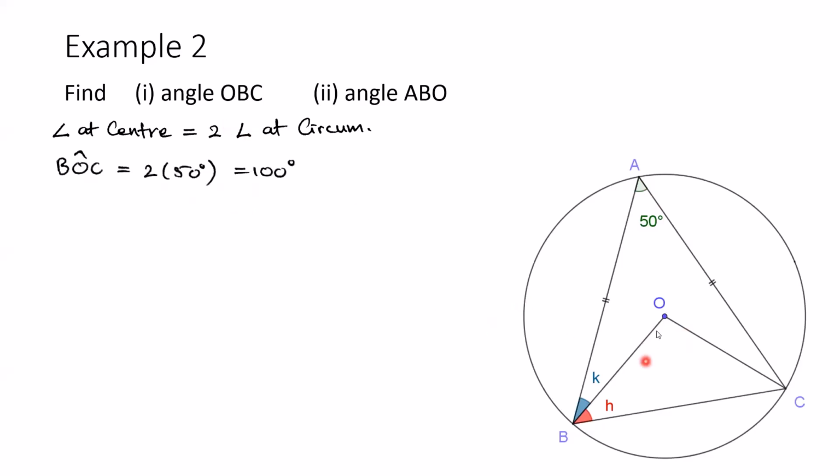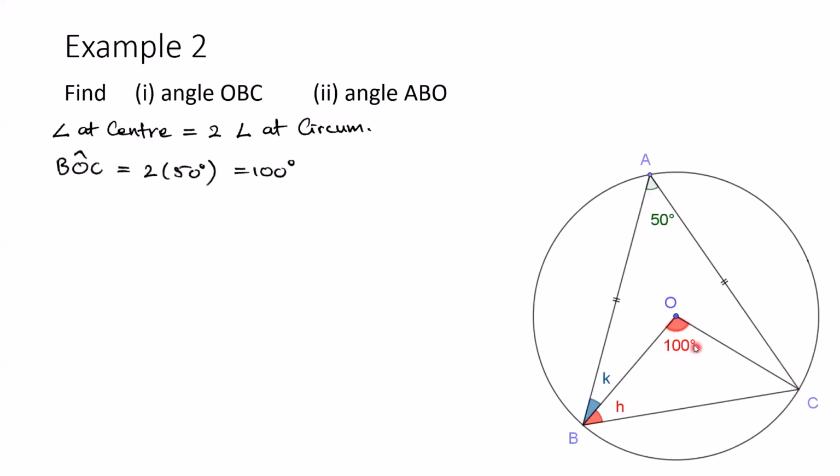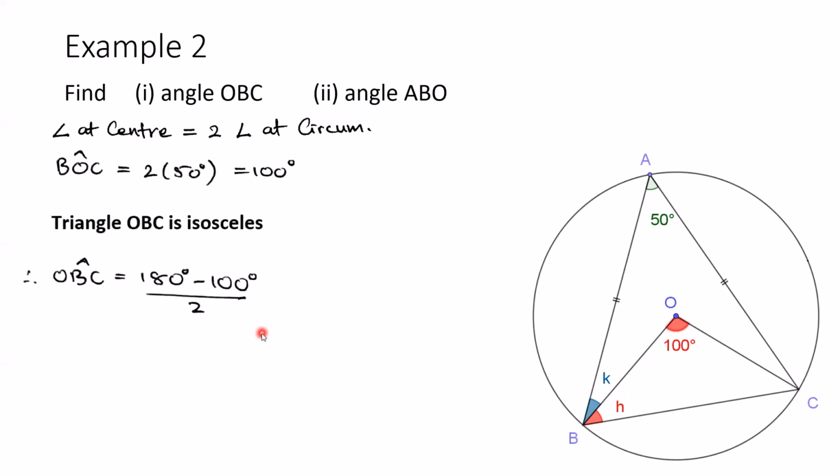So now, to find angle OBC, we know already that BOC is equal to 100 degrees, and we also know that BOC is an isosceles triangle. That is, these two angles at B and at C are equal. Therefore, to obtain OBC, we have 180 minus 100 divided by 2. So we have OBC is equal to 80 divided by 2, which is 40 degrees.